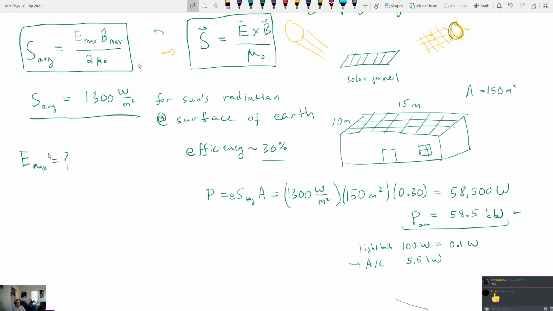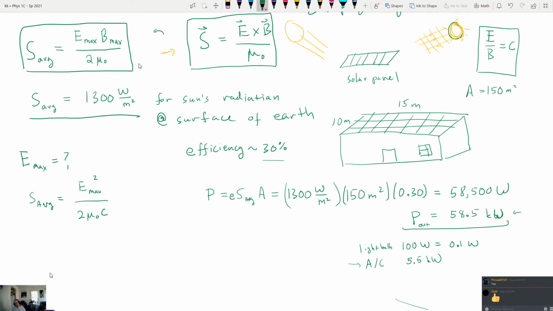Our definition of S average says that S average is equal to E max B max over 2 mu naught, but we know that E max and B max are related to each other, because E over B is equal to C, which means that B is equal to E over C. So we can put in here E max squared over 2 mu naught C. Can you see how, if you combine those two equations together, this is what you would get? Okay.